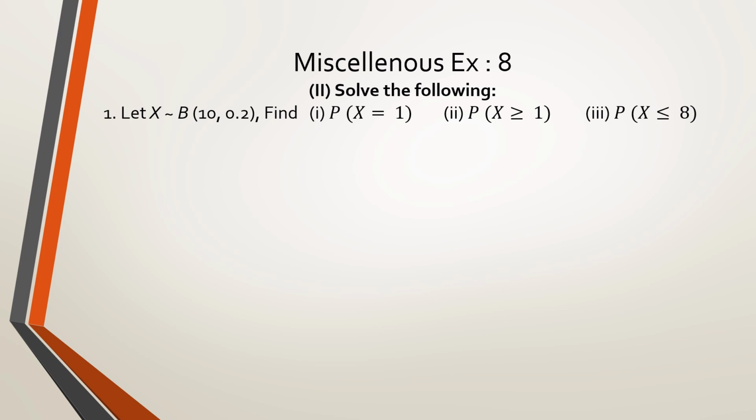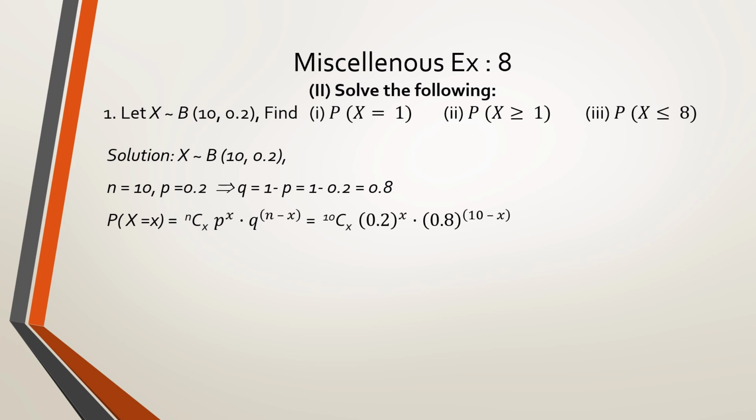Now let's try some miscellaneous exercise sums. If X is following binomial distribution with n equal to 10 and p is 0.2, find the probability of X equal to 1, X greater than or equal to 1, and X less than or equal to 8. So here we have n as 10, p as 0.2, q will come out to be 0.8. First generalize the formula. Probability of x successes is 10Cx, 0.2 raised to x, 0.8 raised to 10 minus x, after substituting n, p and q.